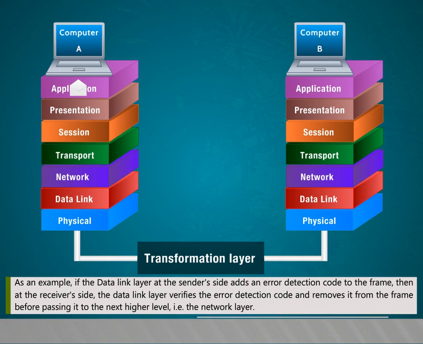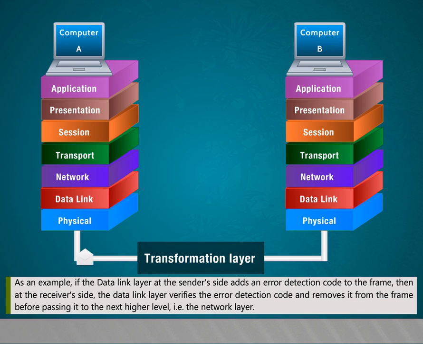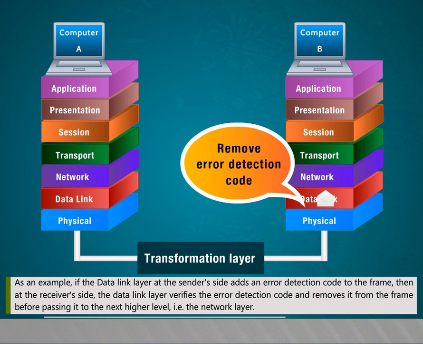As an example, if the data link layer at the sender side adds an error detection code to the frame, then at the receiver side the data link layer verifies the error detection code and removes it from the frame before passing it to the next higher level, that is the network layer.